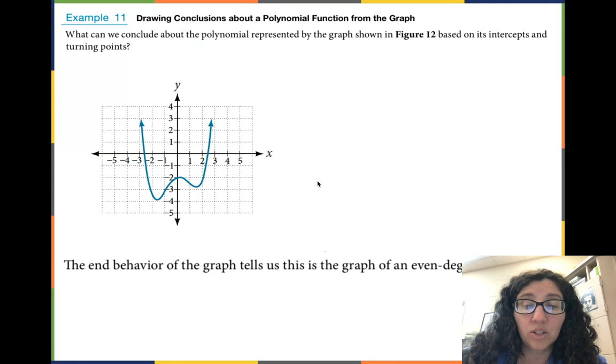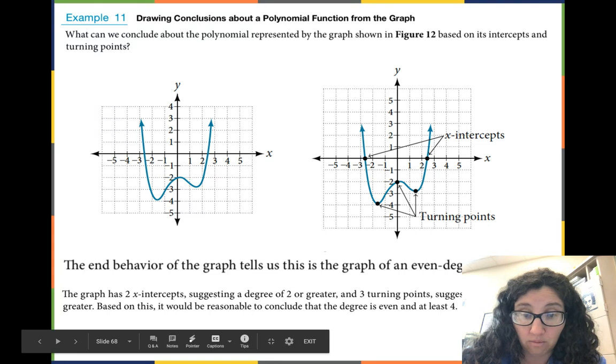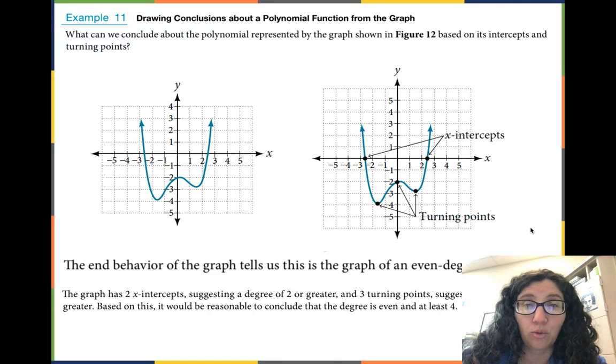So the end behavior tells us it's even. And the graph has 2 x-intercepts, so it's degree 2 or greater, and 3 turning points, suggesting degree 4 or greater. So the degree is probably at least 4. Maybe it's 6, maybe it's 8. We don't know.